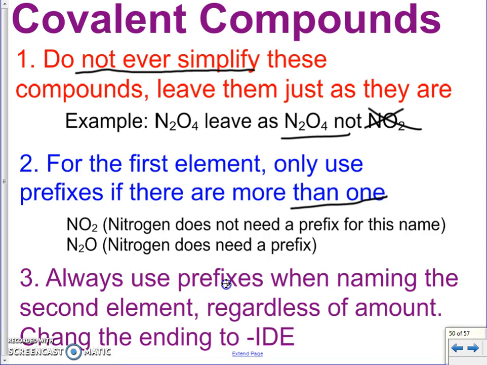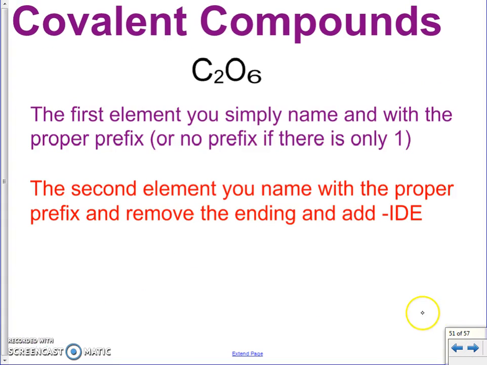Okay, and then the second element, again, we're going to use prefixes always for the second element, even if there is just one of them. And just like we do with ionic compounds, we're changing the ending to IDE. Okay, so let's look at some of these. Let's say we have C2O6. Well, we would look on our periodic table first and see, oh, carbon is on the right side of that stair step, so is oxygen. So we would say, oh, this is a covalent compound. So because this is a covalent compound, we're going to use our covalent naming rules, not our ionic naming rules.